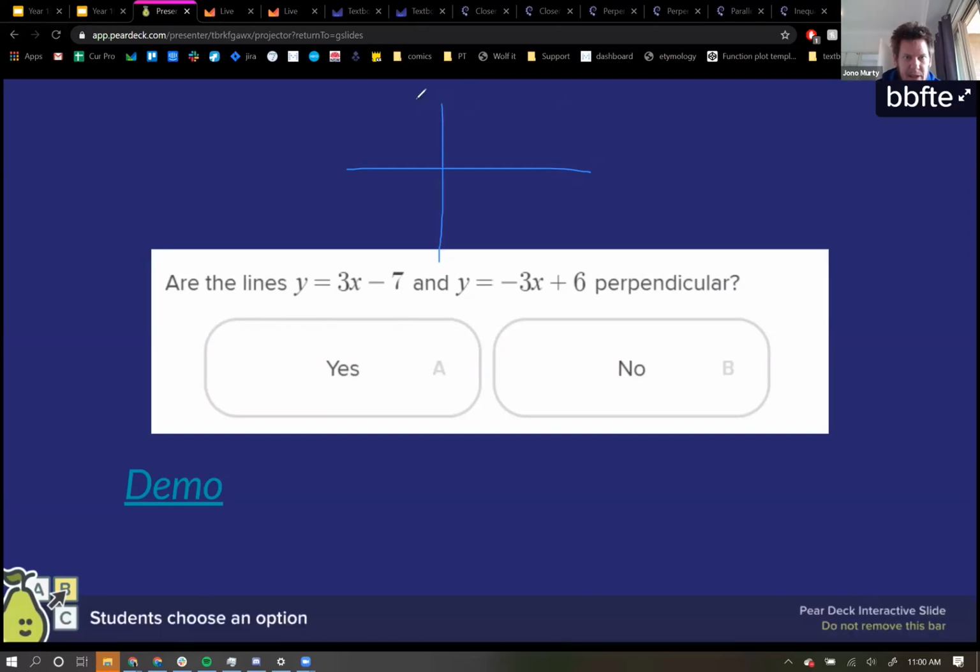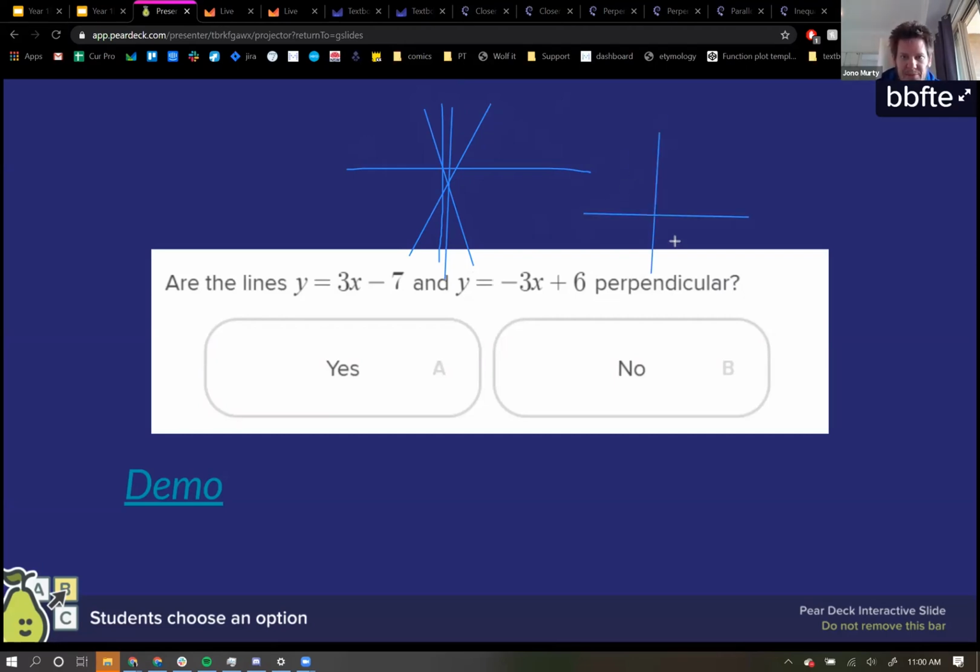Okay, if we graph them here, y equals 3x minus 7 is going to look something like that. Minus 3x plus 6 is going to look something like that. They're going to be mirrored images around this point here. Does the y-intercept have to be the same as well? Not at all.